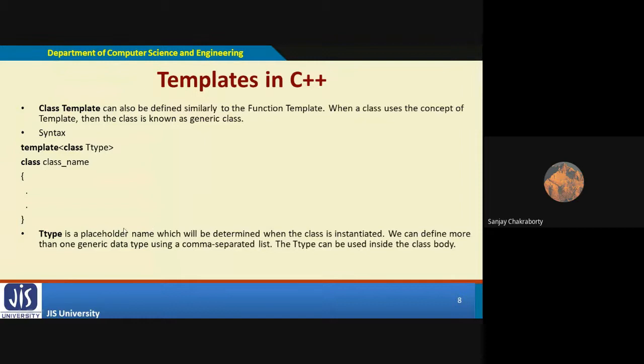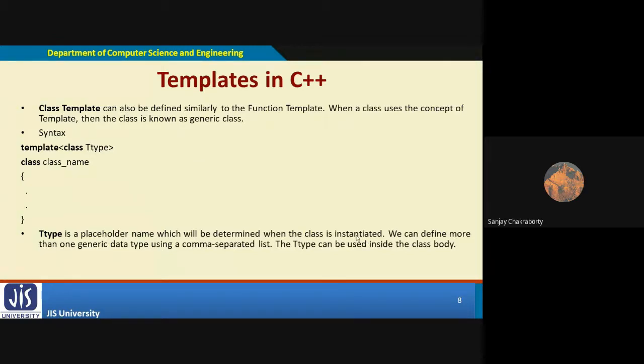T type is a placeholder name which will be determined when the class is instantiated. What do you understand by class instantiation? When we create an object of the class. Yes, very good. When we are creating the object of that class, that means we have instantiated the particular class. Generally we prefer to create the object from the main method, where we are calling or invoking the particular class.